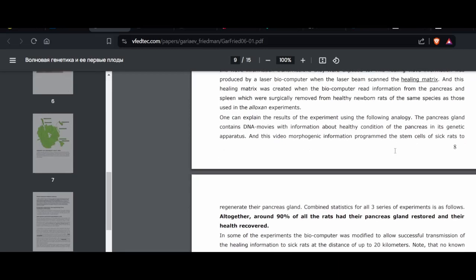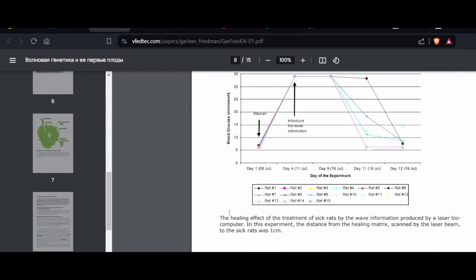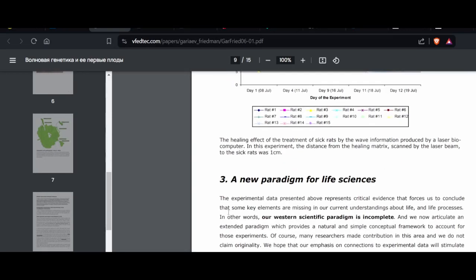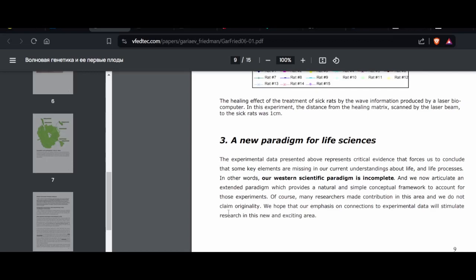So you can just go through and read this paper. They've got all the data of what they did, and their methods. The last part of this paper that I'm showing is a new paradigm for life sciences. They just kind of talk about how you can use this to heal people from sound waves. We'll look at some of that healing stuff in a minute here. I just want to recap what we talked about today.